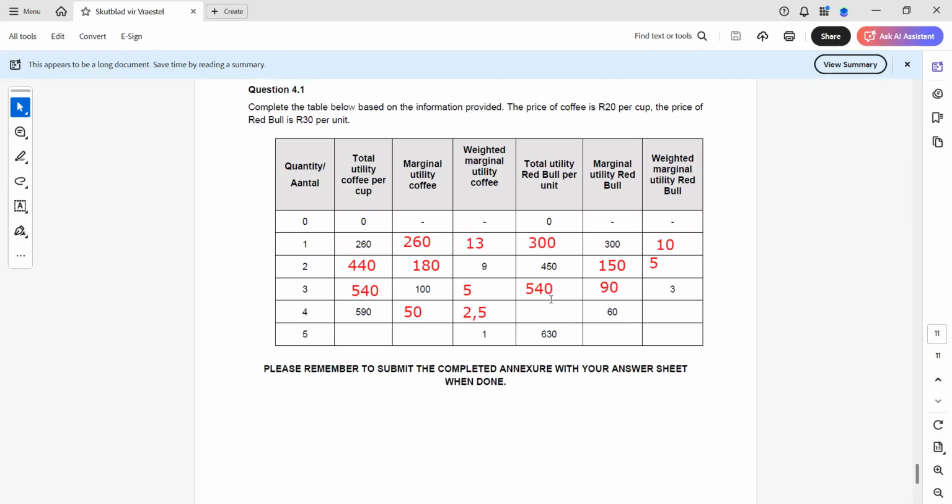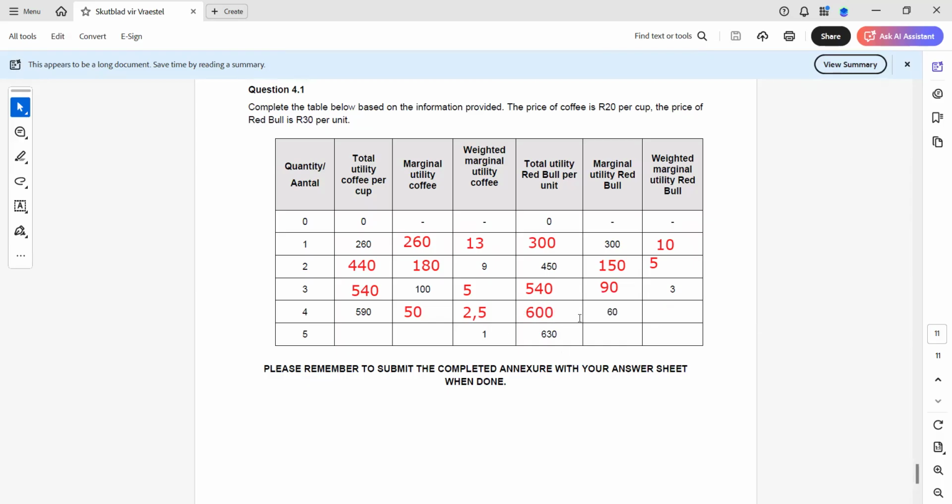I'm sure you guys now know how to do this. Because we have nothing here, to get this marginal utility we said this minus this, and we got a marginal utility of 60. So to go back, we're going to add, because we subtracted when we wanted to get the 60. So 60 plus 540 to get the missing value, you get 600.